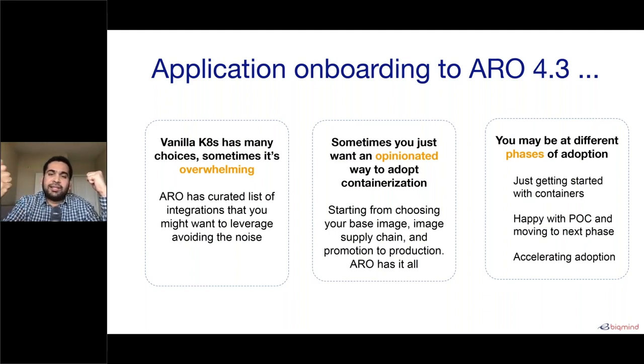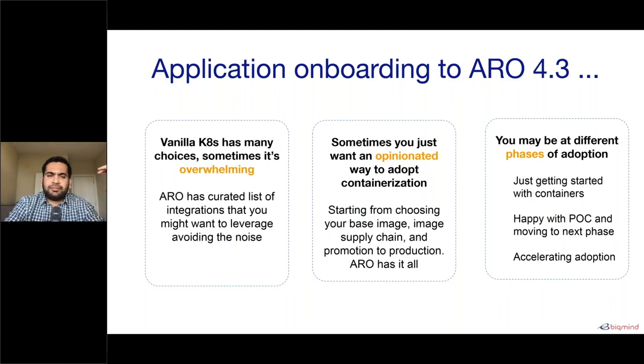So this is where I see the value of ARO, where you have an opinionated way of doing things, whether it is image supply chain, whether it is scanning, whether it is promoting to production. All these things are something that you learn over a period, typically in a Kubernetes adoption phase, whereas in ARO, you have a very opinionated way like that.